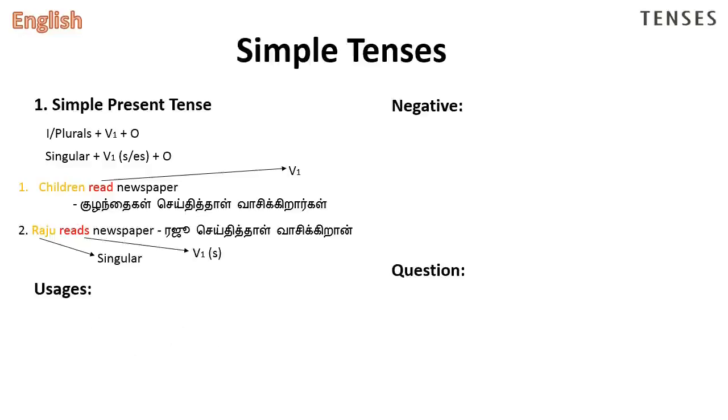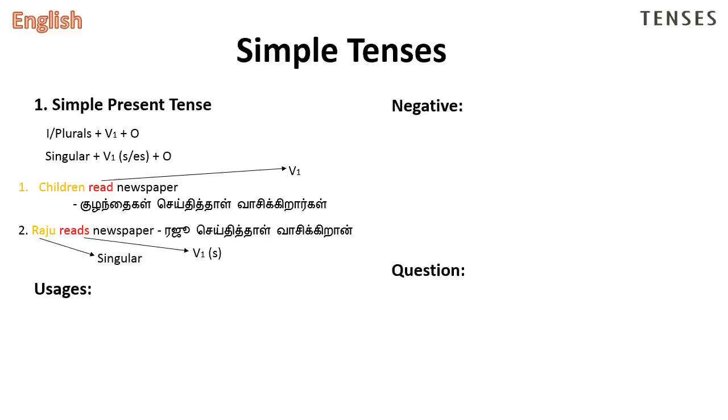The first one, to express or it expresses a habit or often repeated action. A habit, so in the past also you were doing and now you are doing, the future also you do.